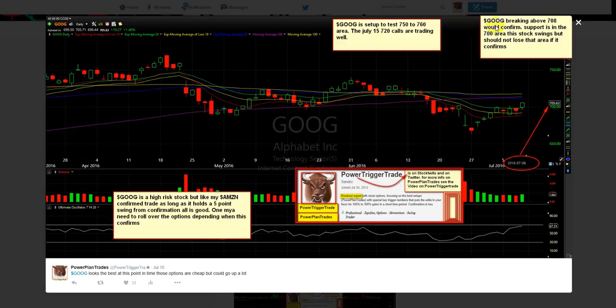Once it confirmed, once it broke above 708, which it did on Monday, those options you could get in about 125. And if you look at what happened after Monday, by Tuesday, Google hit in the 720 area, so those calls went into the money. Because it went so quickly, within a day, the calls had a high of $6 a piece, so that's about a 500% gain.